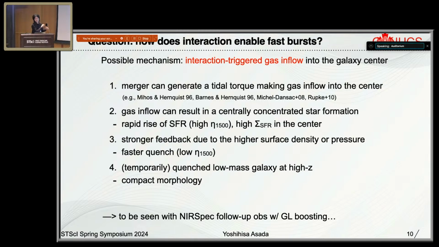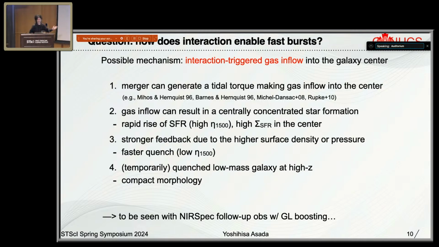The numerical simulation has shown that galaxy-galaxy interaction or mergers can generate a tidal torque into the galaxy center that makes inflow into the galaxy center. And the inflow into the center can result in centrally concentrated star formation. In this case, the star formation rate surface density is really high, so we can expect really strong feedback from the star formation activity. Then we can expect faster quenching following the inflowing gas triggering star formation activity. And so this scenario must be tested.